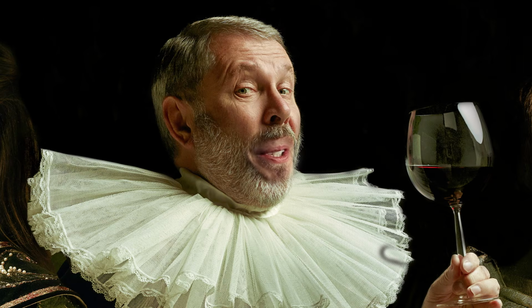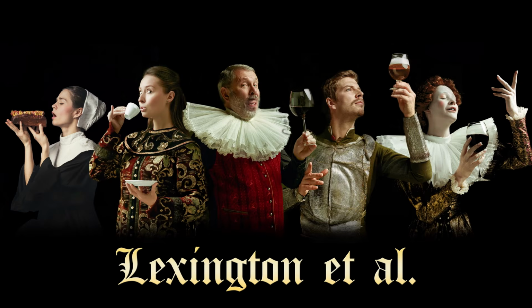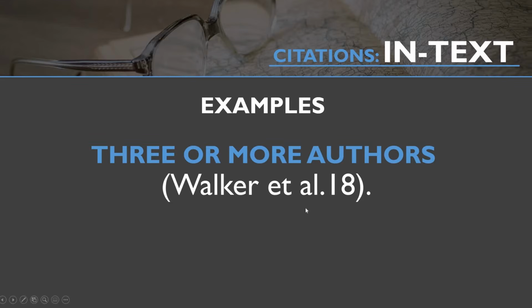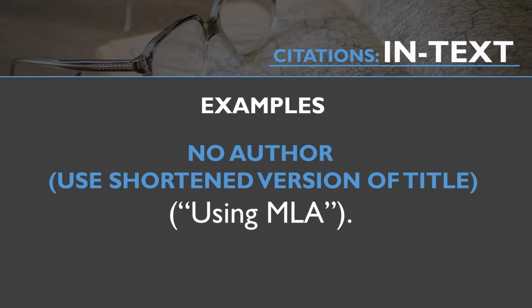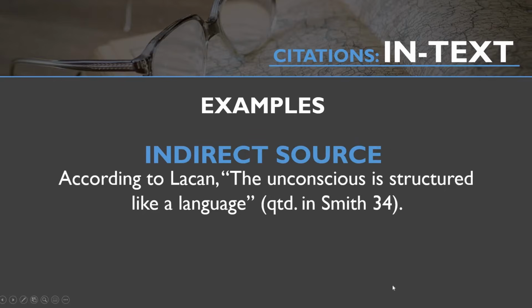Ooh, very sophisticated. Lexington et al. We say Walker et al. To let the reader know there are other authors involved, and we include the page number there. When you have no author, you use a shortened version of the title. When citing a website, which usually has no page numbers, you just include the last name of the author. No page number required.